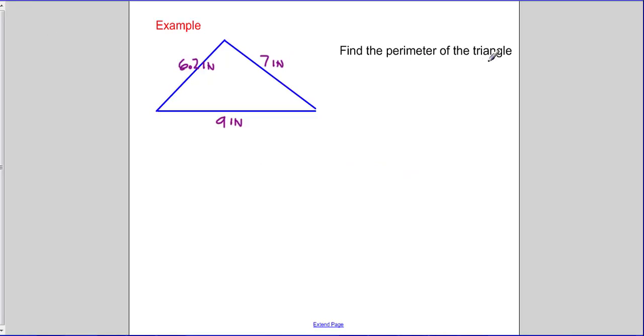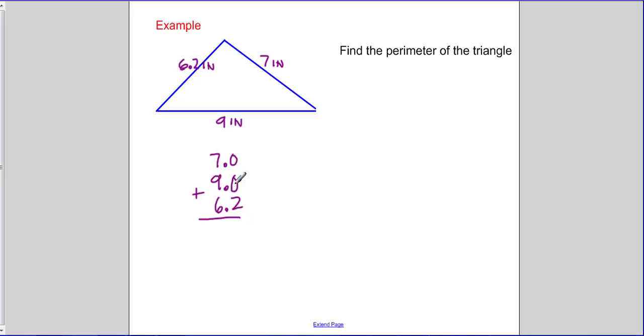So example, find the perimeter of a triangle. Remember, the perimeter is the distance around the triangle, in other words, the sum of the sides. So to do this properly, that's 7 and 9. I'm adding with a decimal 6.2. I'm going to put a decimal point behind the 7 and behind the 9. Then I can line the decimal points up. I add that with 6.2. I'm going to put a 0 here and a 0 here.